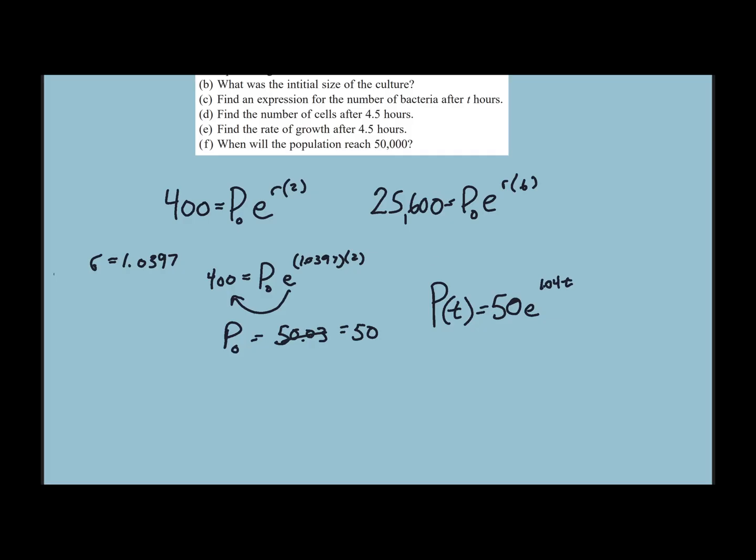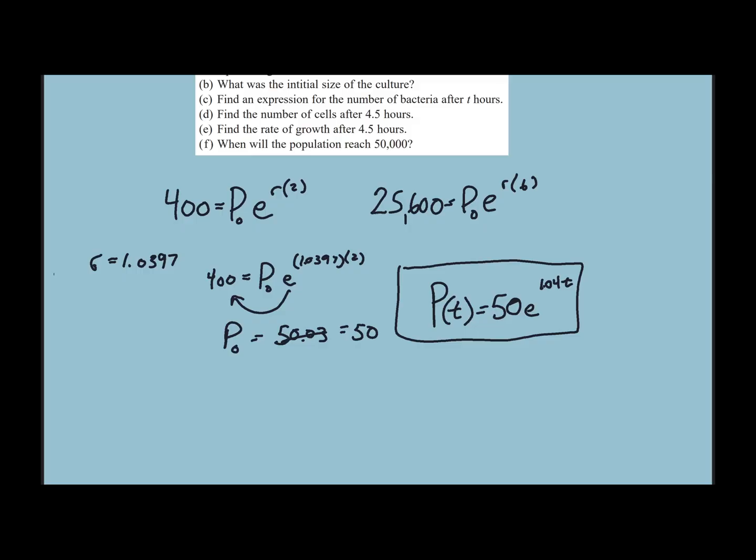Obviously, I'm doing the rounding for you because it's good enough, at least in my class, it sure is. If you know the math, you can show me the math. The decimal is going to be unimportant. Your calculator can handle that. Now there's our expression. And they come down to part D and say, find the number of cells after 4.5 hours. Well, I don't even have to tell you how to do that. Just put 4.5 in for t and put it in your calculator.